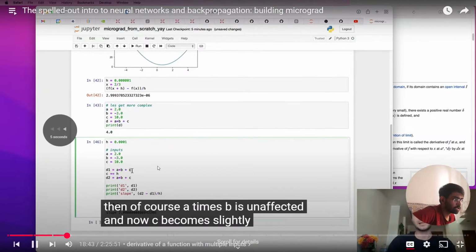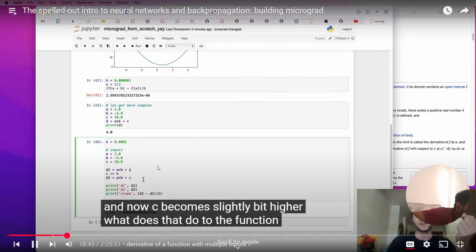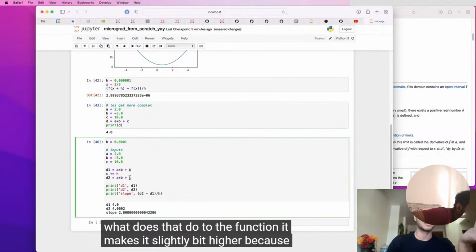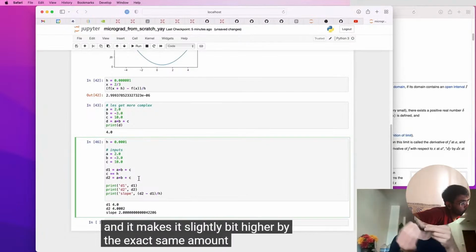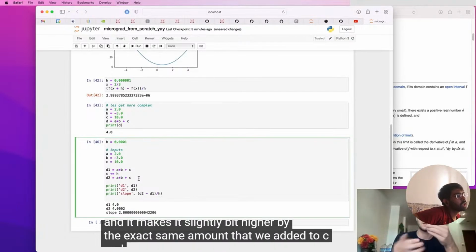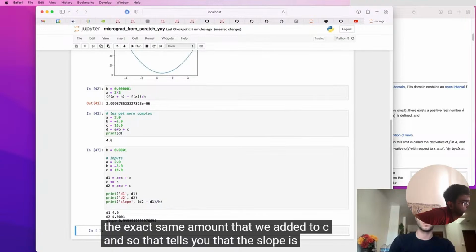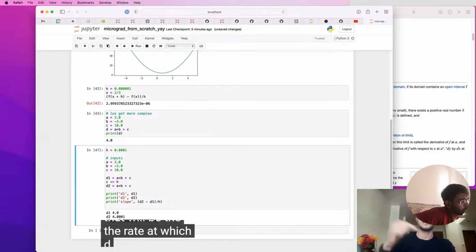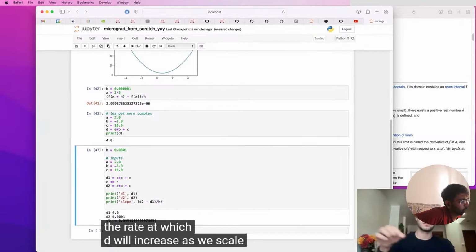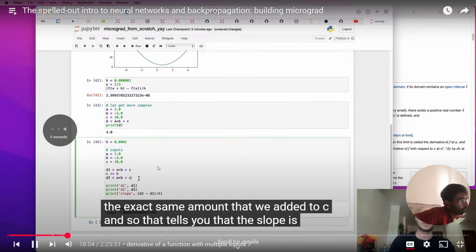No, I didn't get it. Slightly a bit higher. What does that do to the function? It makes it slightly a bit higher because we're simply adding c. And it makes it slightly higher by the exact same amount that we added to c. So that tells you that the slope is 1. That will be the rate at which d will increase as we scale c.